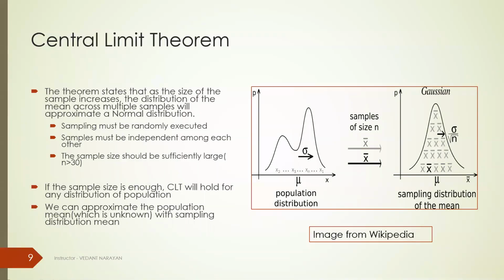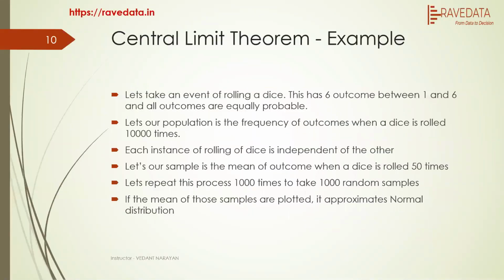I hope the central limit theorem is clear to you. So we'll next move on to the central limit theorem example. In this example, we took a rolling dice example. This has 6 outcomes between 1 and 6, and all outcomes are equally probable. Let's say our population is the frequency of outcomes when a dice is rolled 10,000 times. Each instance of rolling the dice is independent of the other.